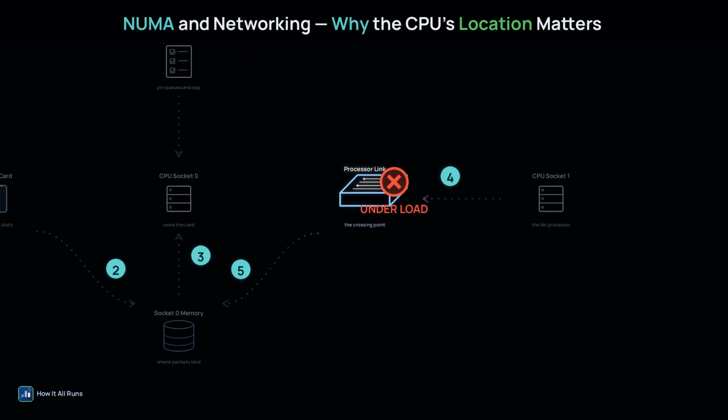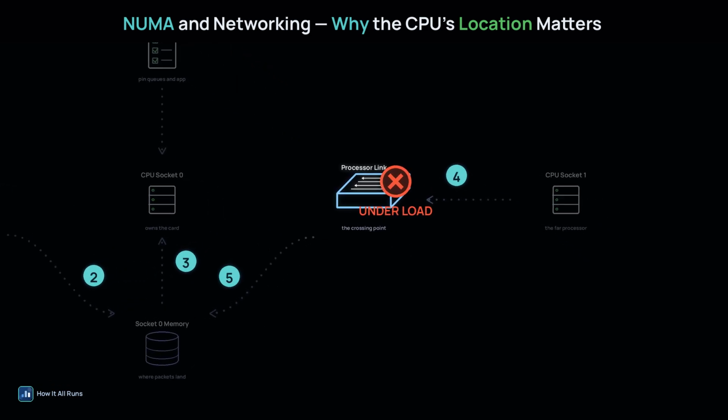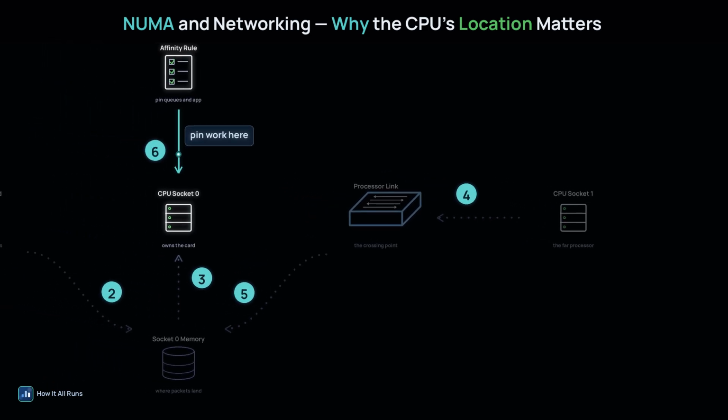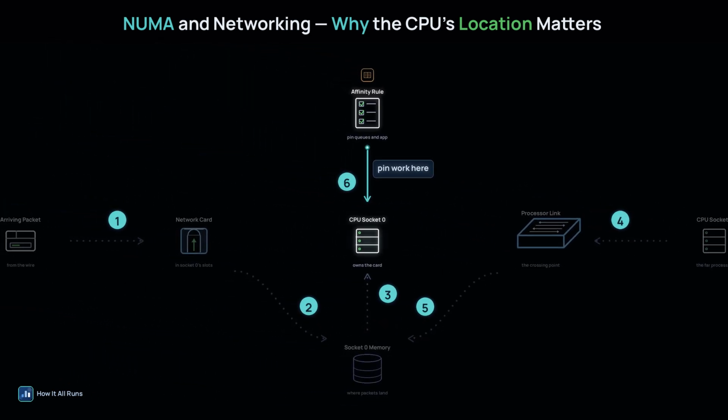For one packet, the detour is invisible, a handful of nanoseconds. Multiply it by millions of packets a second and the link stops being a detail. It becomes the narrowest part of the whole path. This is why the symptom is so confusing. At light traffic, both servers look identical. The gap only opens when the machine is busy, exactly when you least want a mystery, and it can halve throughput. The fix is not a faster card or more memory, it is placement.